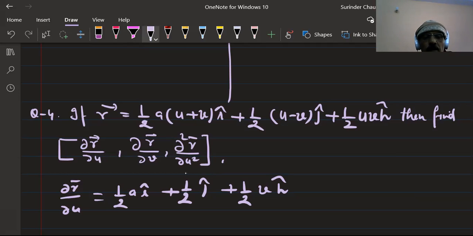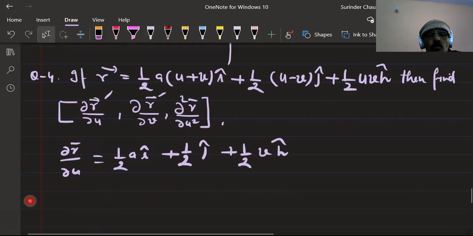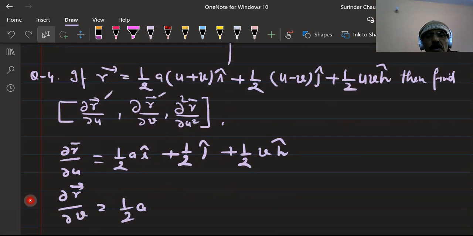Similarly, we can find the partial derivative of this. We have found this vector, and we can find the other vector. The partial derivative of r vector with respect to v is equal to half of a i minus half of j plus 1 by 2 of u into k.